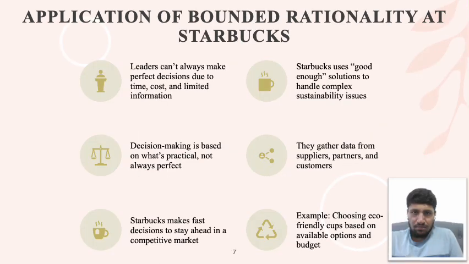Now I discuss slide number 7 of this presentation. It is about the application of bounded rationality at Starbucks. At Starbucks, the people who make big decisions do not always have full information or unlimited time. So instead of looking for the perfect solution, they go for a good enough one that works well in real life. This idea is called bounded rationality.